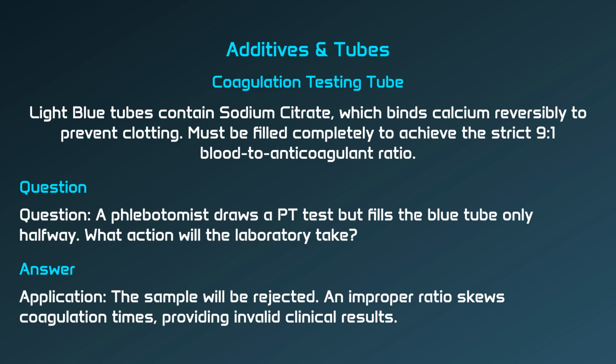Question: a phlebotomist draws a PT test but fills the blue tube only halfway. What action will the laboratory take? Answer. Application. The sample will be rejected. An improper ratio skews coagulation times, providing invalid clinical results.